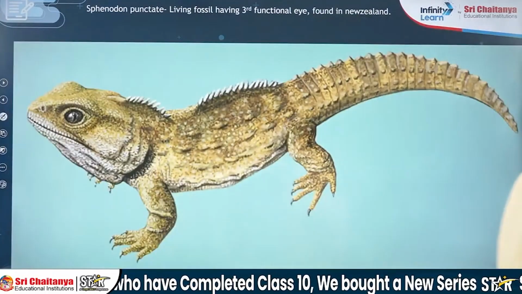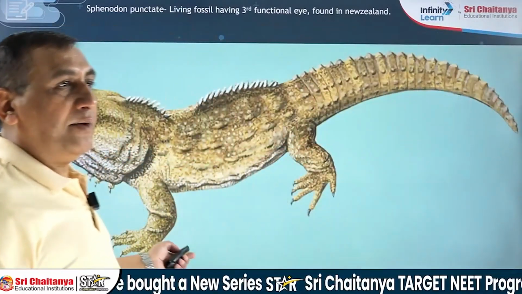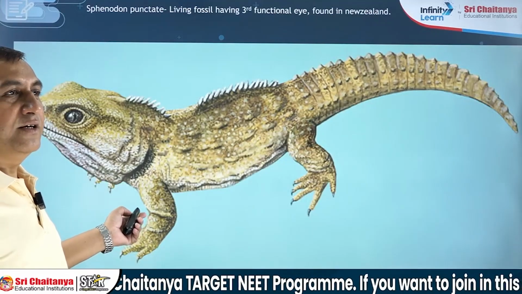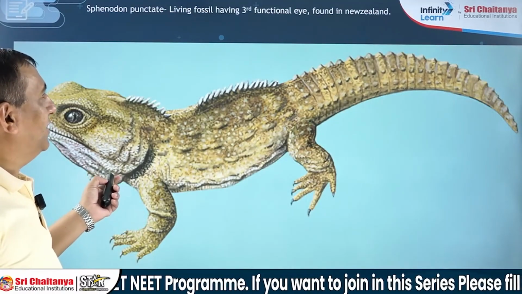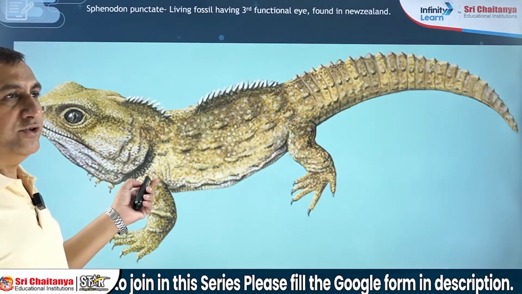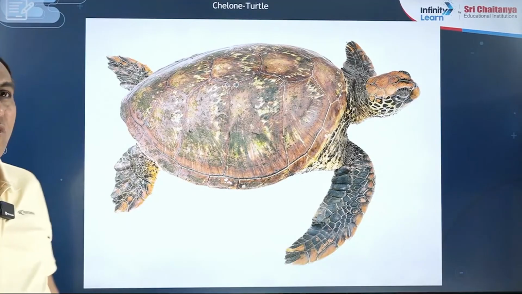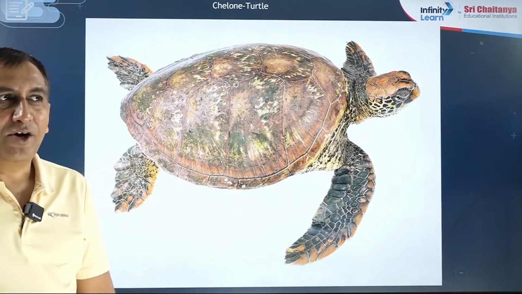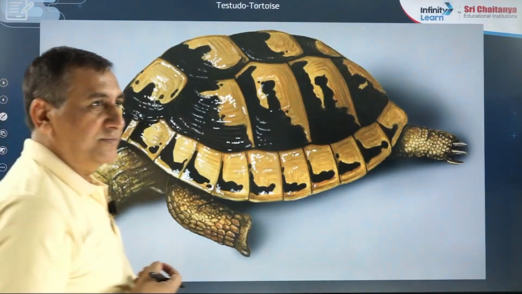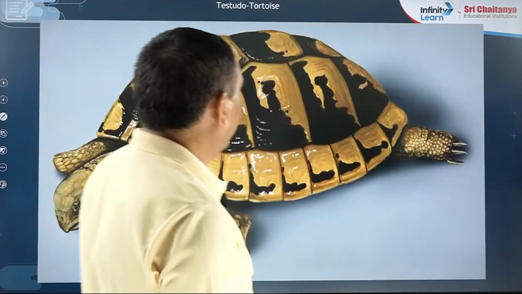Yes, Sai, Surya, you have written the third eye. Still it is having the functional third eye. That is why it is known as the living fossil. And it is found only in New Zealand. So this is the one you have to remember. The remaining are known by you. Ceylon turtle, already written. See, Testudo, tortoise. I am writing very little because all things are known by you.